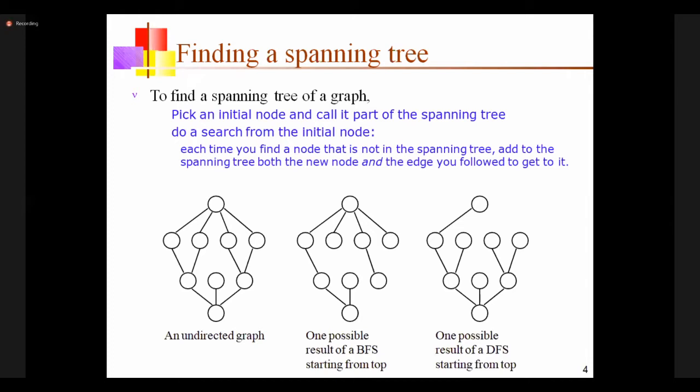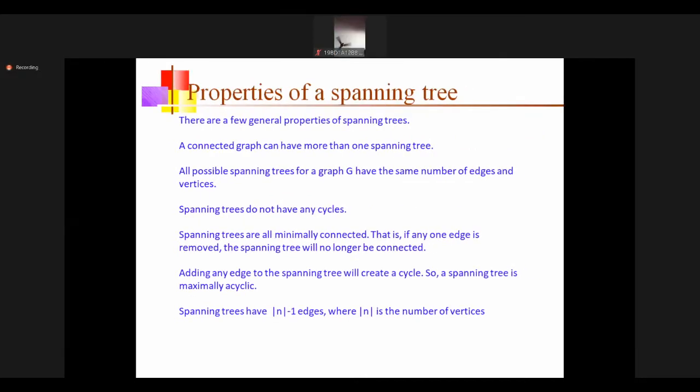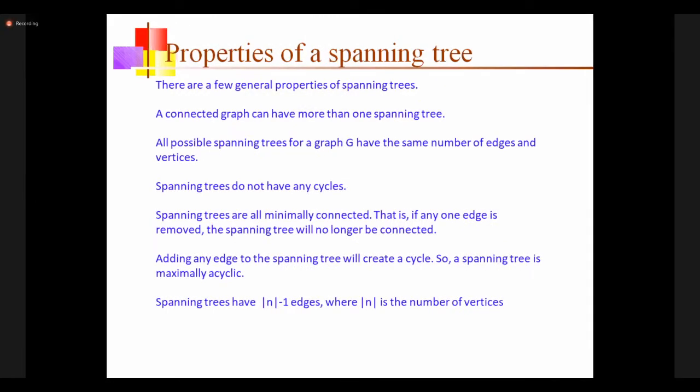Finally, there are three properties we have to learn about spanning trees. These are the properties we have to discuss. The first is that a connected graph can have more than one spanning tree. All possible spanning trees for a given graph G have the same number of edges and the same number of vertices. As I said, for a given graph there can be many spanning trees. All spanning trees will have the same number of edges and vertices, but the connections are different.